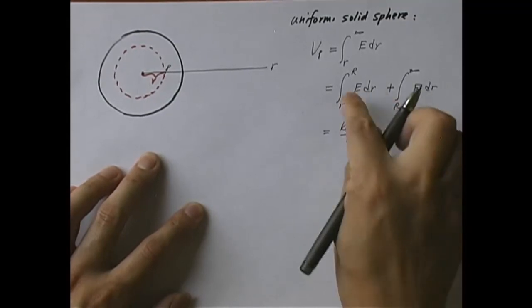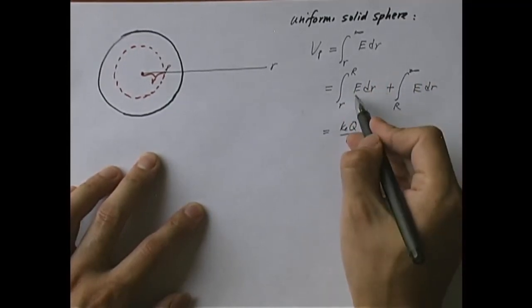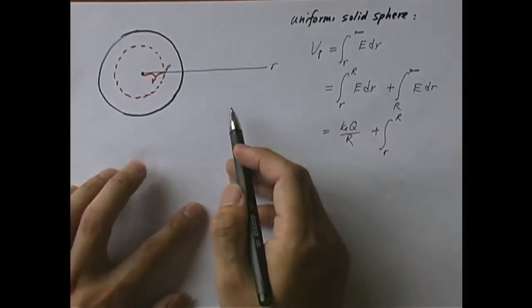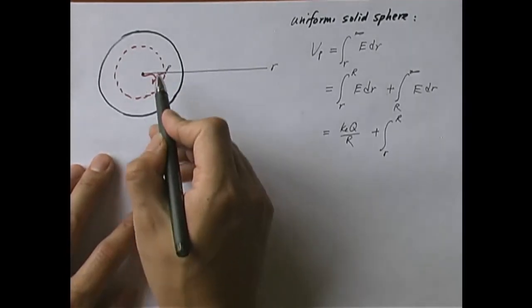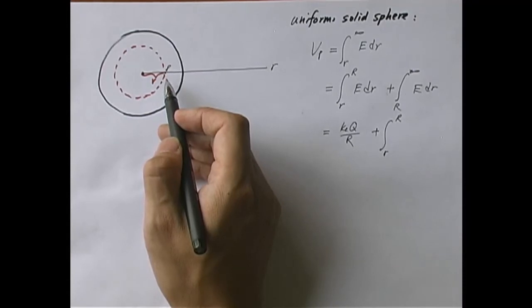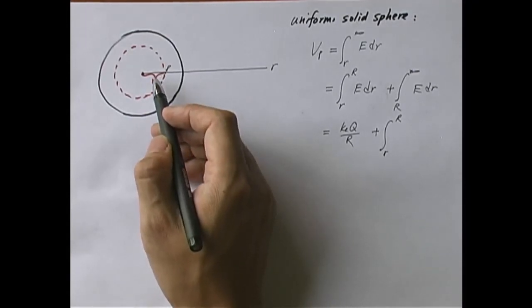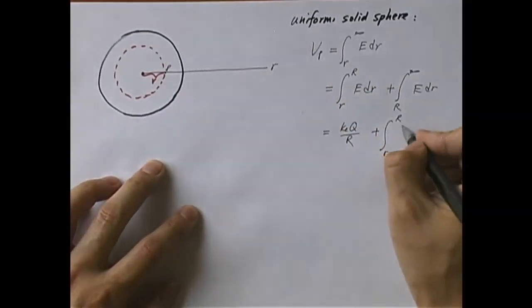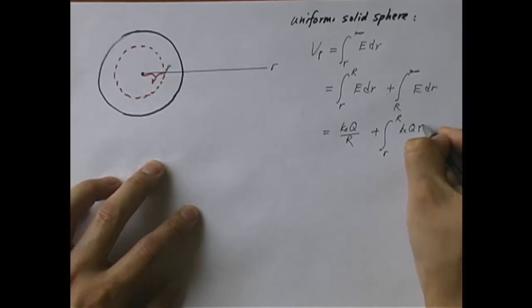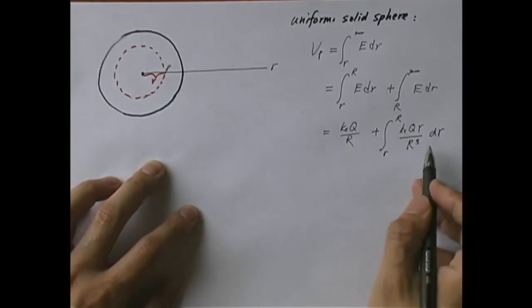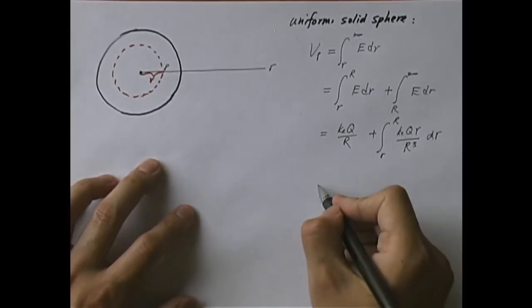Now, for the first integral, I must first obtain the value of the electric field E. What is the electric field of a uniformly charged sphere inside of it? We learned that in the previous chapter. Do you recall that it is a linear function? It starts from 0 in the middle and grows linearly outwards. So it's KQ r over big R to the power 3, and then dr.